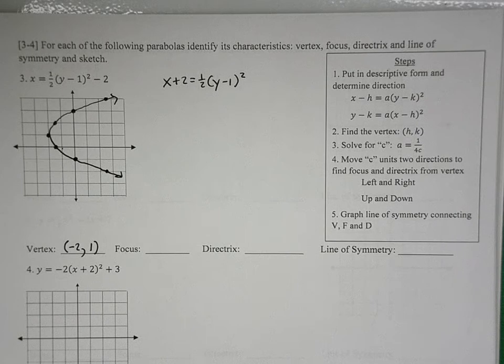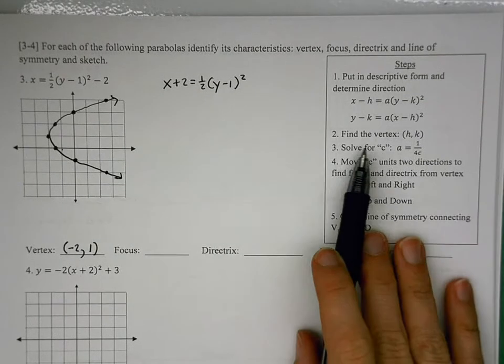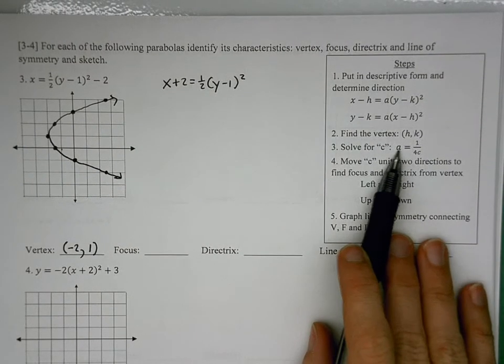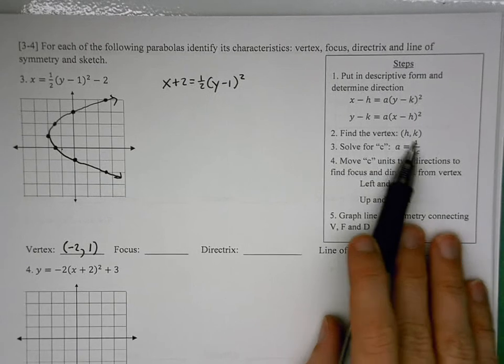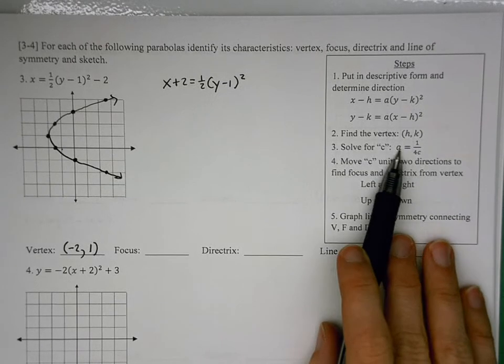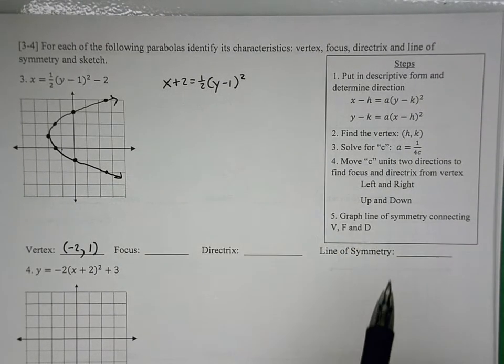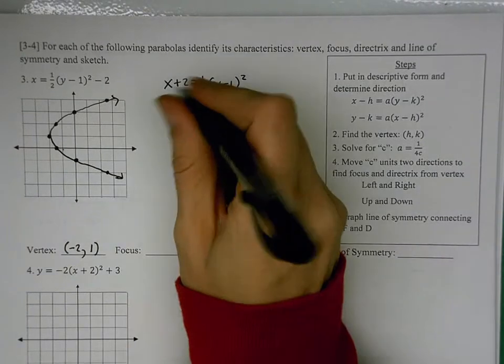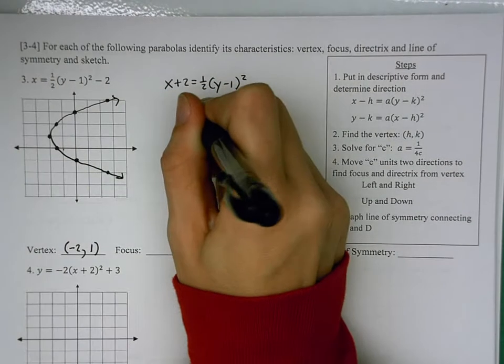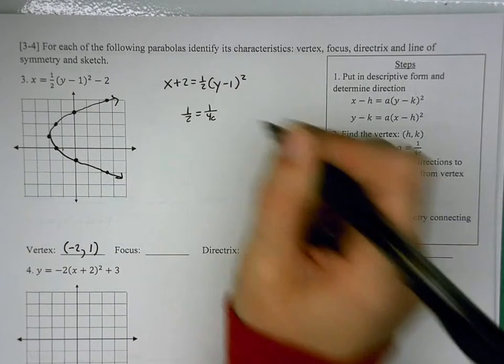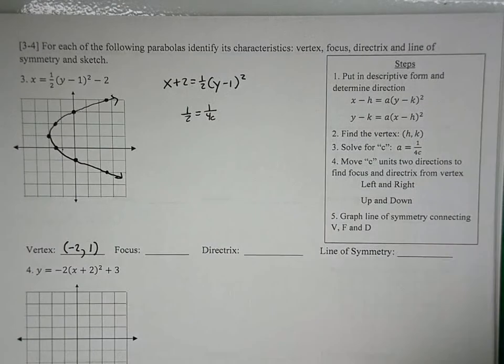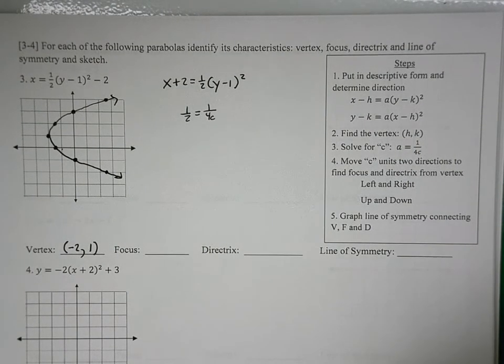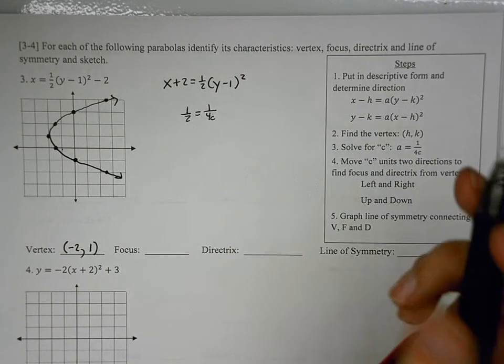Okay, solving for c. So a equals 1 over 4c. We talked about that at the beginning, right? You've always called it a, but we're now going to call it 1 over 4c. So my 1/2 here, my a, is 1 over 4c. The reason we want to find this is because we are now going to find our c. Our c is what gives our distance to our focus and our directrix. So we need to solve for this.